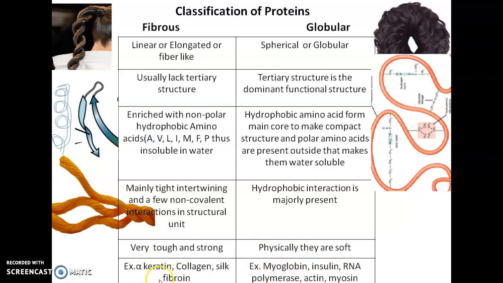A few examples are also mentioned here. Alpha keratin, collagen, silk, fibrin, and other types of proteins are also included in this group, while examples of globular ones include myoglobin, insulin, RNA polymerase, actin, myosin, etc.